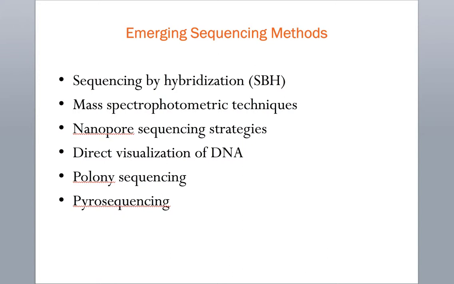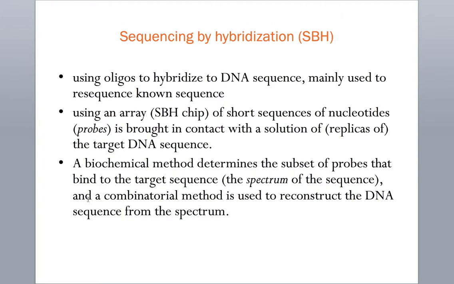So we're going to discuss sequencing by hybridization, the mass spectrometry techniques, nanopore sequencing, direct visualization of DNA, the Polonator sequencing, and pyrosequencing. So let's start one by one. Sequencing by hybridization is practically using oligonucleotides on a chip, and those oligonucleotides have certain sequences which can hybridize the DNA sequence you want to sequence. So you have this little array of chips of short sequences, and that will be hybridized to the DNA sequence.